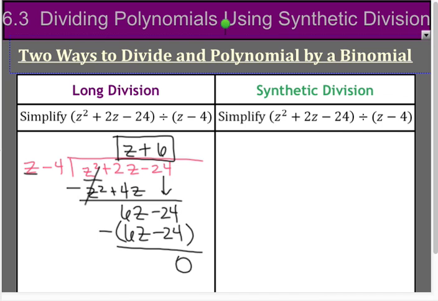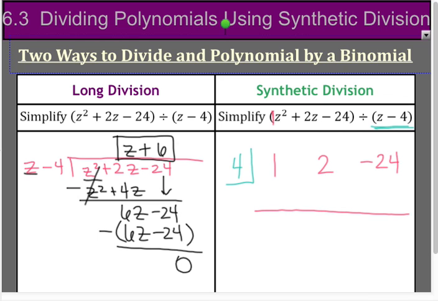Okay, the way we do synthetic division is you look at what is doing the dividing, so the z minus 4. And so I always do the opposite sign of it. So I take 4 and put it in a little half of a box off to the side. Then I write all of the terms, the coefficient in front of the term, down. I do not write the actual variable. So in front I have a 1, z squared, so I write 1. Then I have 2z, so I write 2. Then I have negative 24. Draw a line, leave some space.